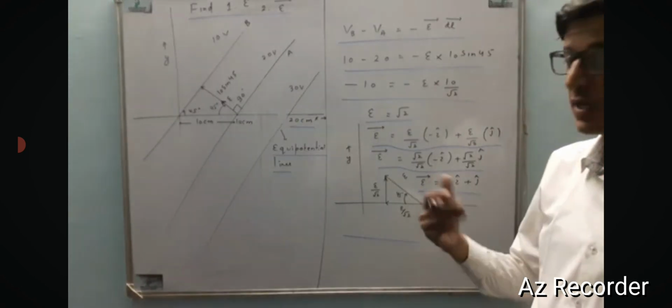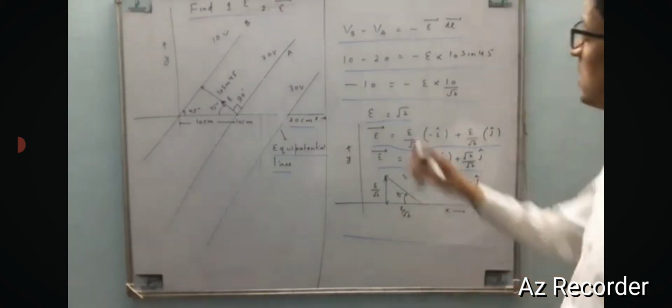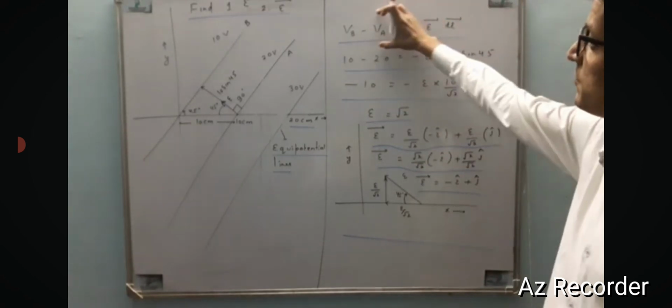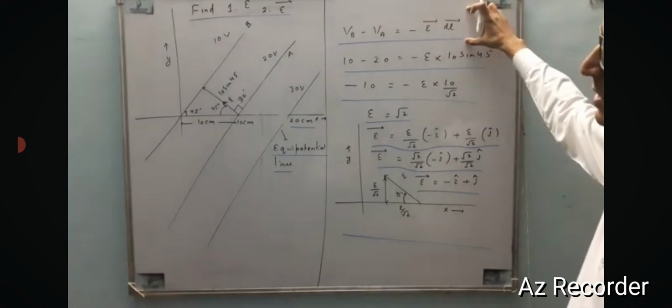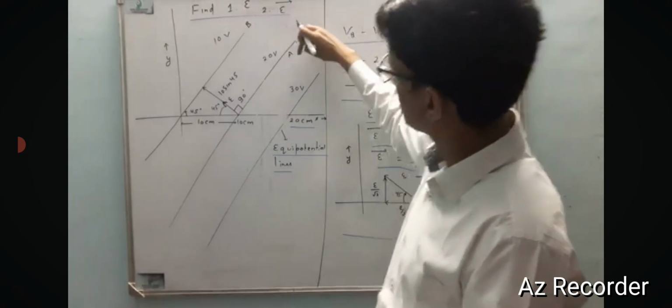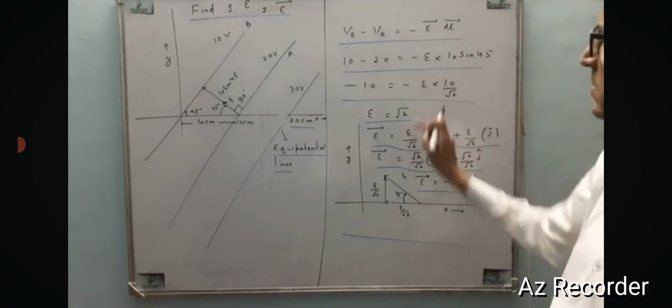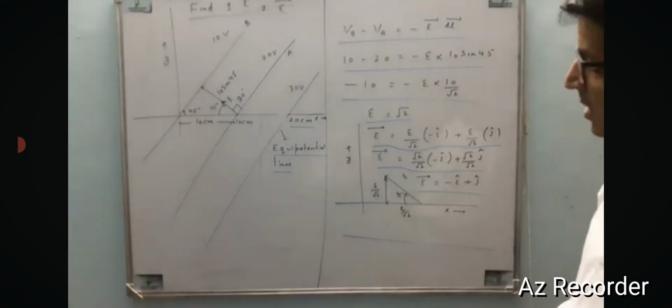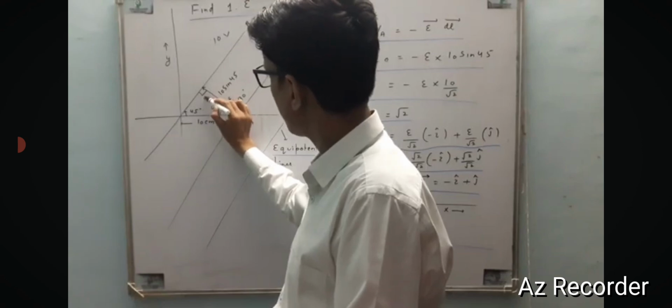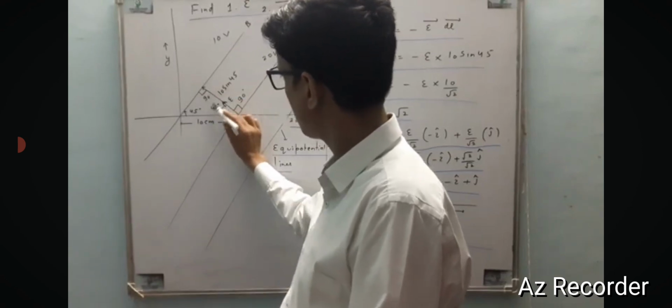Now we need another piece of information. We know that the difference between potentials is related to the vector dl and vector E as V minus V is minus E dot dl. So let us suppose this point is V and this point is A. Substituting the values we have E is equal to root 2. Now if this angle is 45, this angle is 90, so this angle will also be 90. That means this angle will be 45.